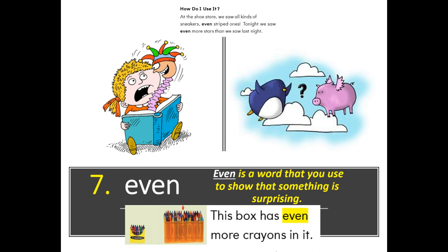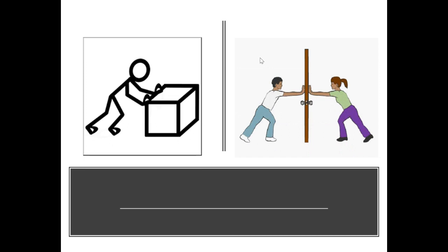So if you were to go to a store, you would expect to see shoes, but surprisingly, you saw striped ones. And then when you look up in the sky, you expect to see stars. But surprisingly, the next night you saw even more stars. So if you use the word even, it might be it's surprising. Last pair of pictures. What do you notice or see?